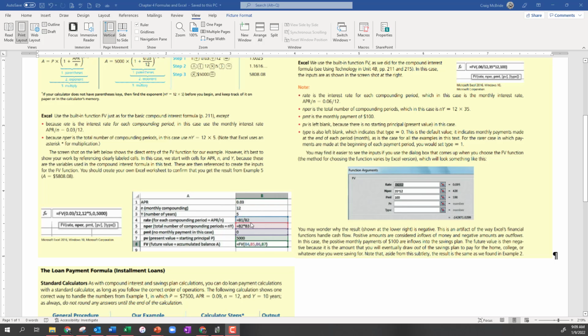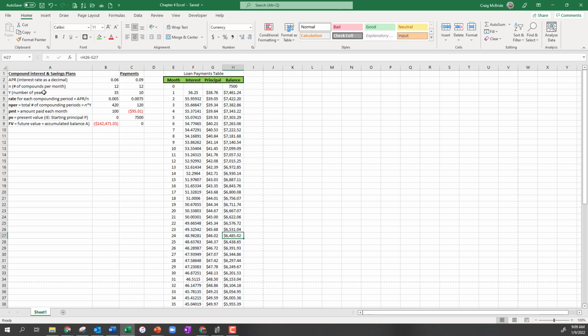It's just a matter of plugging everything into Excel. So let me show you what I've done. And I like to label things so when I come back to this, 2 months later, to do a final exam, I can remember what the heck this thing is doing. So I labeled it, it's compound interest and savings plans. And then I labeled each row. So the first one's going to be my APR, and I reminded myself that it's interest rate as a decimal, right? N is the number of compounds per year, Y is the number of years.